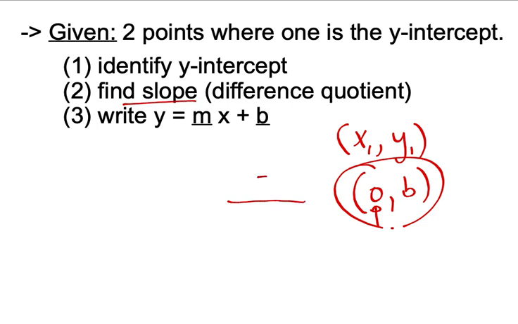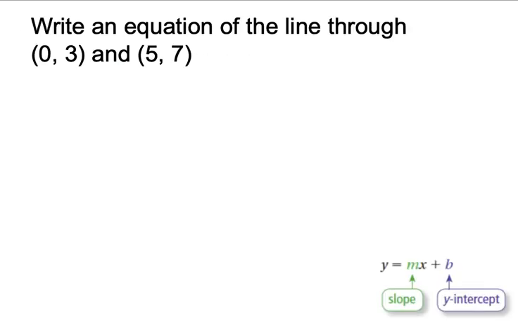Remember, the slope is the difference quotient, and you'll do the y's on top and the x's on bottom. I guess this would be x2 and y2 for the other point. And then you can go ahead and write the equation. So let's look at an example here. Write an equation of the line through 0, 3, and 5, 7.